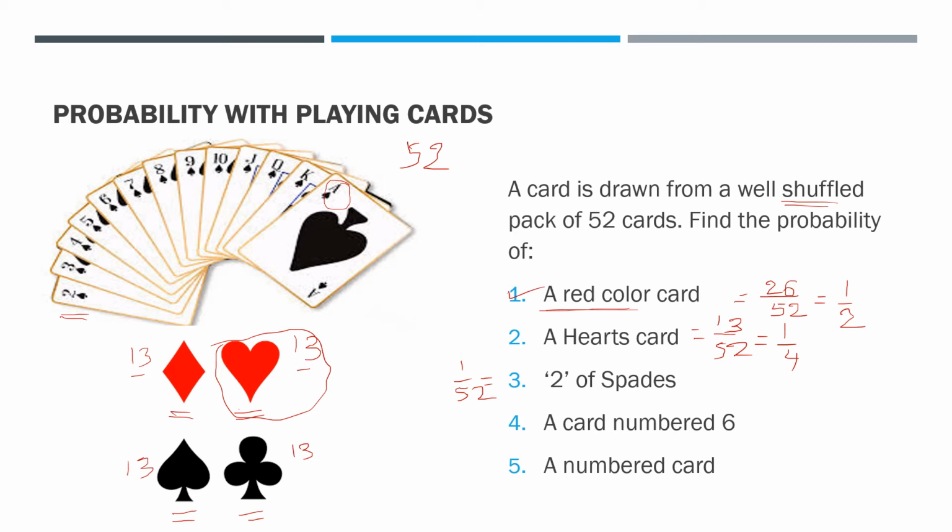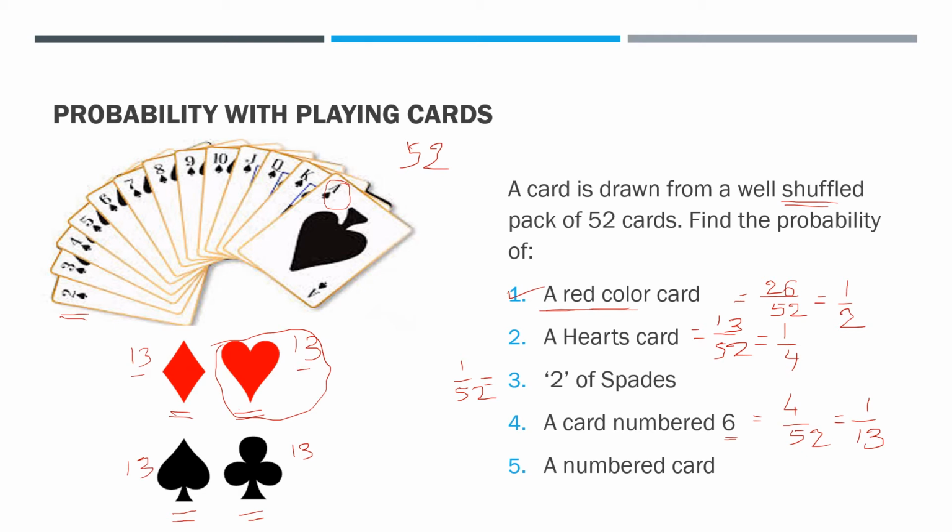A card numbered 6. Notice here, it doesn't matter which suit, it doesn't matter which color, as long as the card has number 6. So there is number 6 in diamonds, there is number 6 in hearts, there is number 6 in spades, there is number 6 in clubs. So how many cards with number 6? There are a total of 4 cards. So 4 out of 52. And this is 1 over 13.